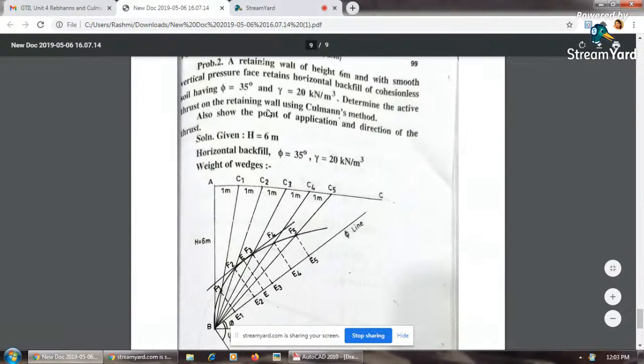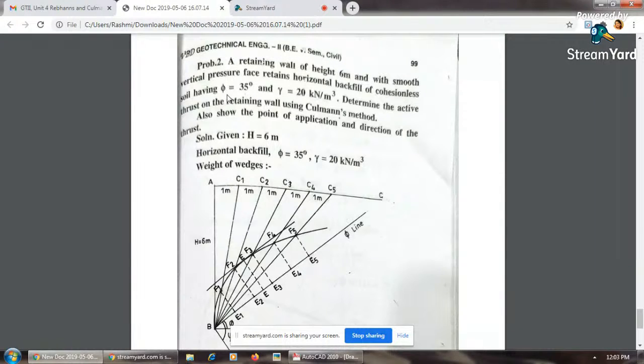Okay. So the numerical is a retaining wall of height 6 meter with smooth vertical face, the backfill remains horizontal, backfill of cohesionless soil having phi equals 35 degree and gamma equals 20 kilonewton per meter cube. So determine the active thrust on the retaining wall using Culmann's method. Also find the point of application and direction of the thrust. That means you have to calculate the active earth pressure PA.